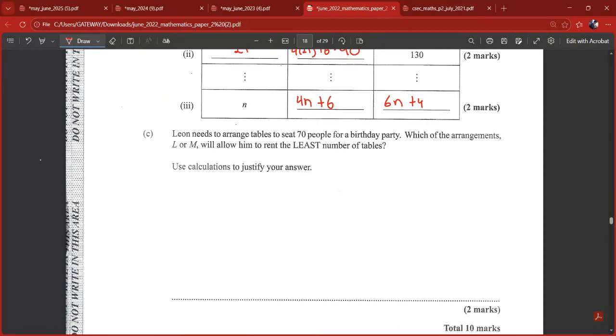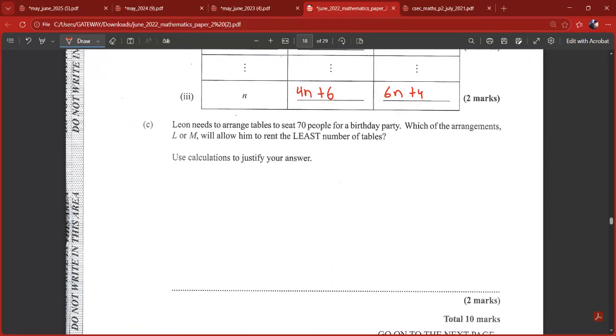Now part C, they say Leon needs to arrange tables to seat 70 people for a birthday party. So you have T is equal to 70. In other words, n is equal to 70. Because n represents the number of tables. Right? Oh no, my bad, to seat 70 people, my bad. That is, he doesn't need 70 tables. If he needs to seat 70 people, then the number of chairs should be 70. So you should have 70 chairs.